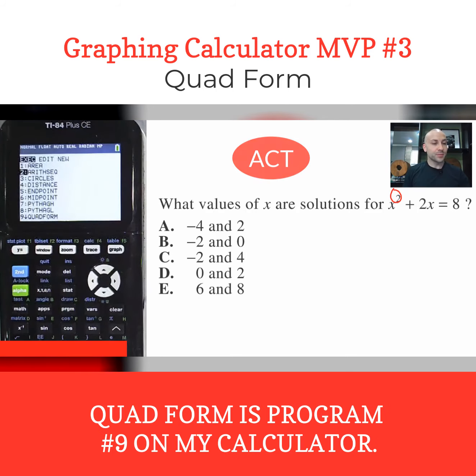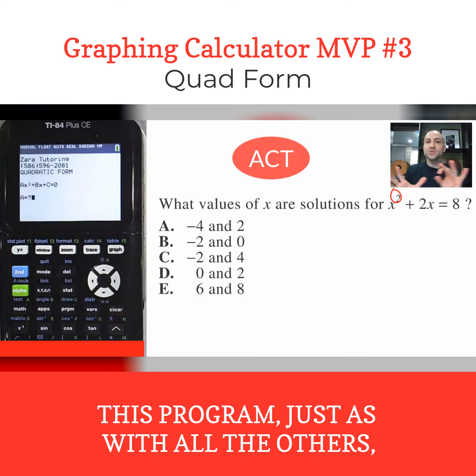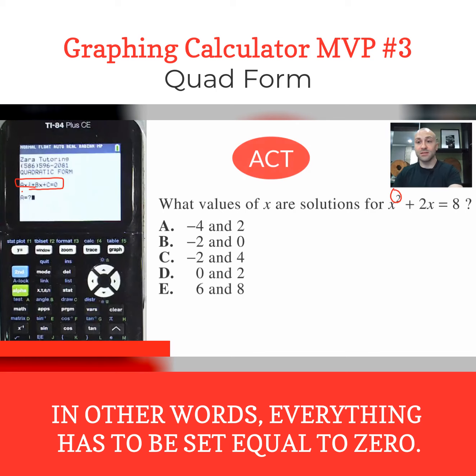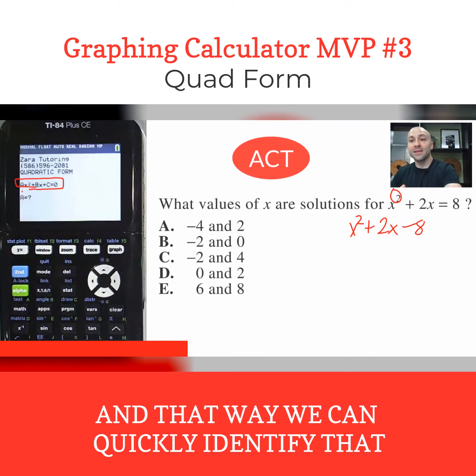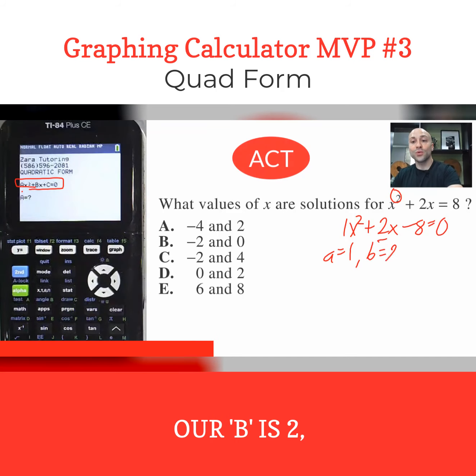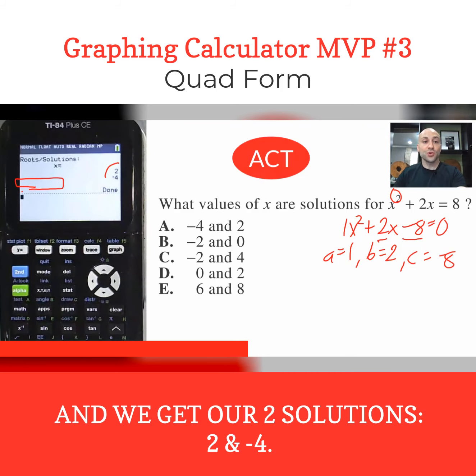Quad form is program number 9 on my calculator. So we go here, and the nice thing about this program, just as with all the others, is we see what format it needs to be in. In other words, everything has to be set equal to 0. So we're going to go ahead and subtract the 8 to the left side, and that way we can quickly identify that our A term is 1, our B is 2, and our C is -8. So we'll go ahead and type those 3 in, and we get our 2 solutions, 2 and -4.